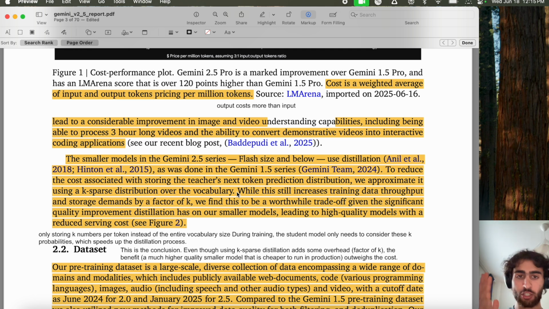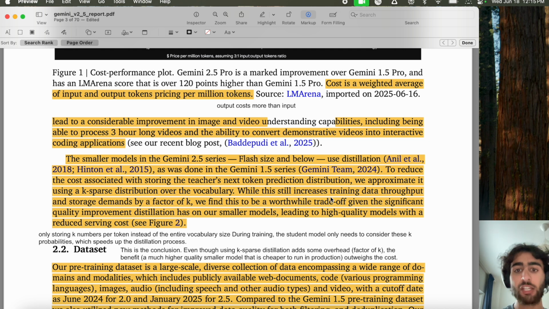That's a very large distribution to compare. So instead they use a k-sparse distribution, which is to say that if you have a 5-sparse distribution, you only compare the probabilities of the first 5 tokens predicted. So maybe one word had an 80% chance in the teacher model, another had a 3, 2, 1, and then 0.5. You only compare those 5 tokens between the teacher and the student.